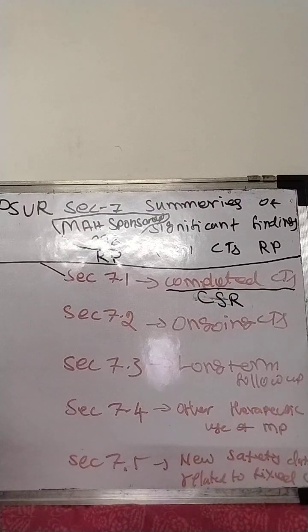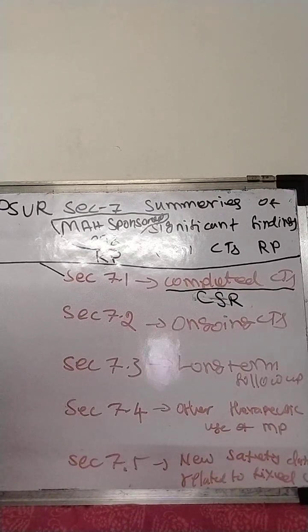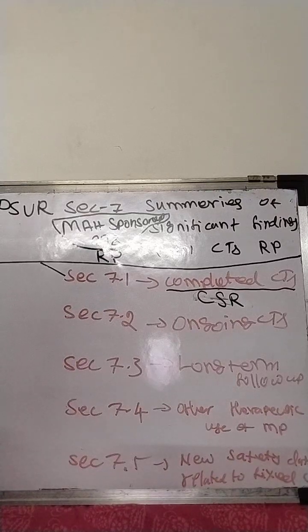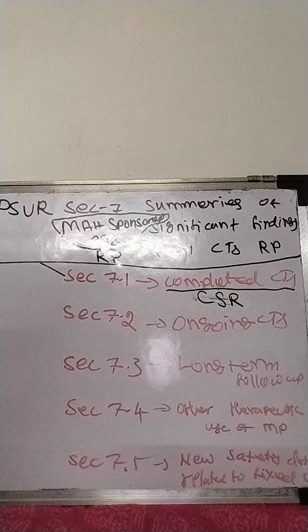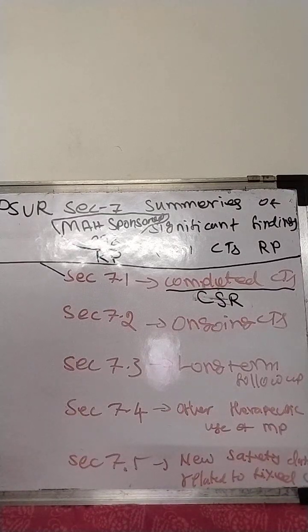So here we are talking about completed clinical trials, MAH sponsored, and ongoing trials. Section 7.3 focuses on long term follow up. Usually this is applicable only for advanced therapies, for example gene therapy, cell therapy, or tissue engineering products. For that kind of product only, long term follow up is necessary in the clinical trial setup. If you have something, you can write it. Otherwise, usually companies write not applicable, or that there is no long term follow up applicable, as per their template.